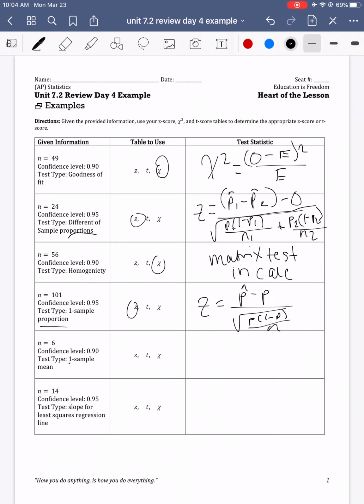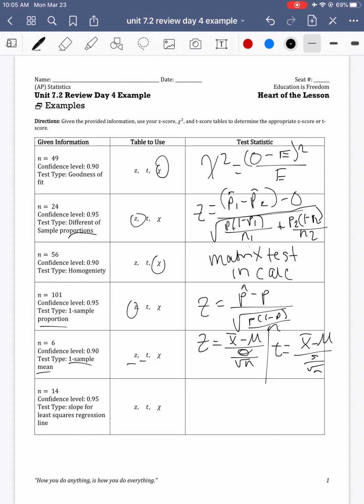And then a one sample mean here, well, this one is kind of a trick question because a one sample mean could be a z or it could be a t. So you would actually need more information. So let's just go ahead and write if we would use a z, that would be if we have x bar minus mu over sigma over the square root of n. But if this were a t, then we would have x bar minus mu over s divided by the square root of n.